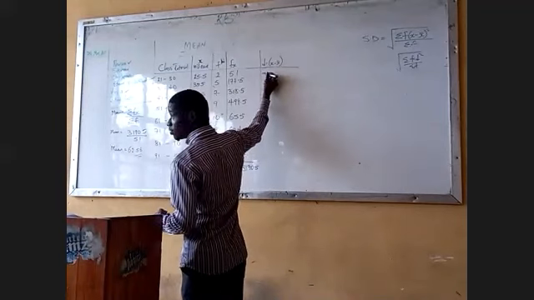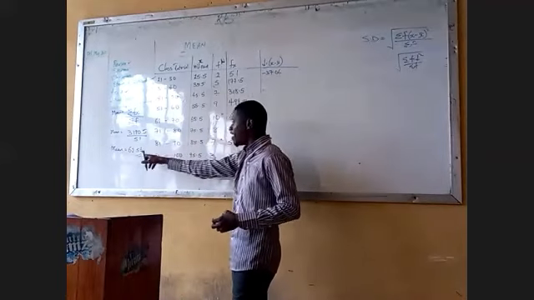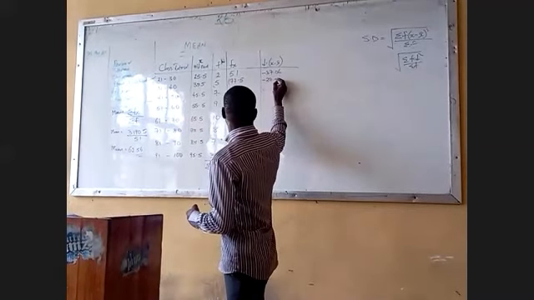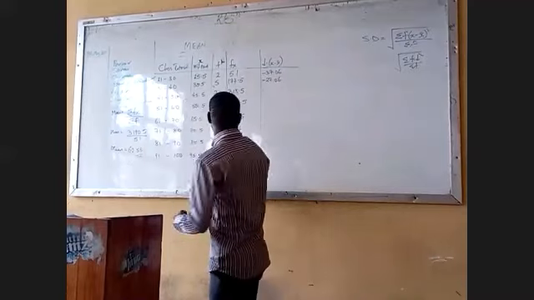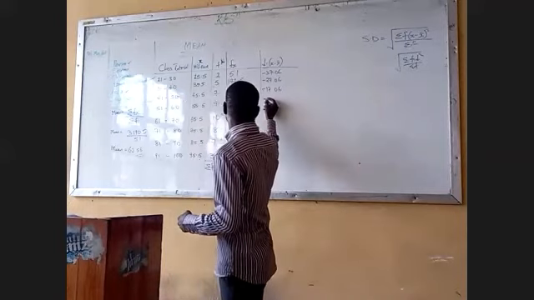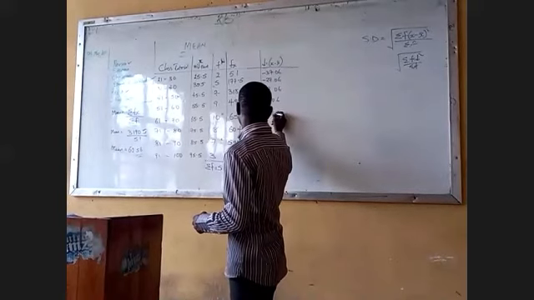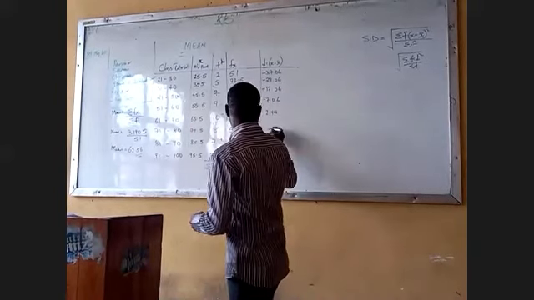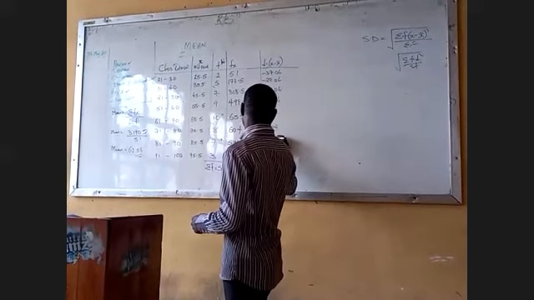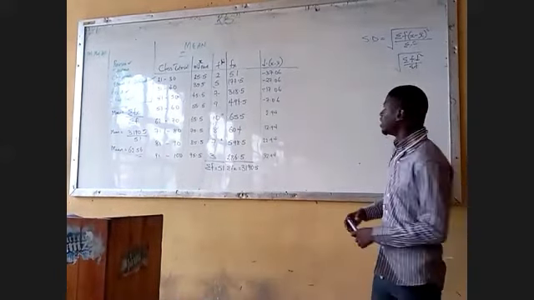Minus 37.06. The next one, 35.5 minus 62.56, minus 27.06. 45.5 minus 62.56, minus 17.06. 55.5 minus this, minus 7.06. 65.5 minus this, 2.94. 75.5 minus this, 12.94. This one will be 22.94, and then 32.94. I hope this is clear. Okay, now let's move on.